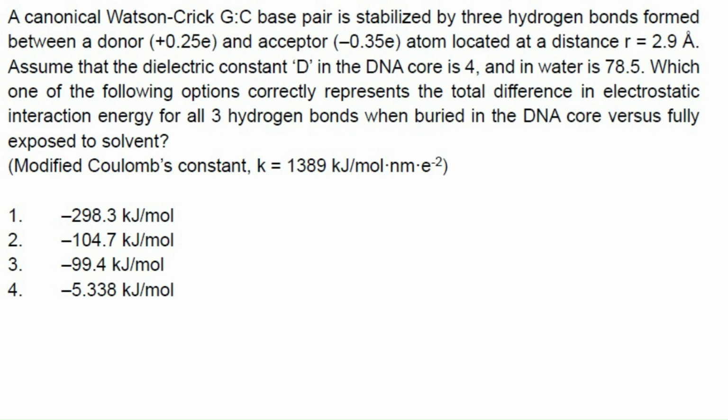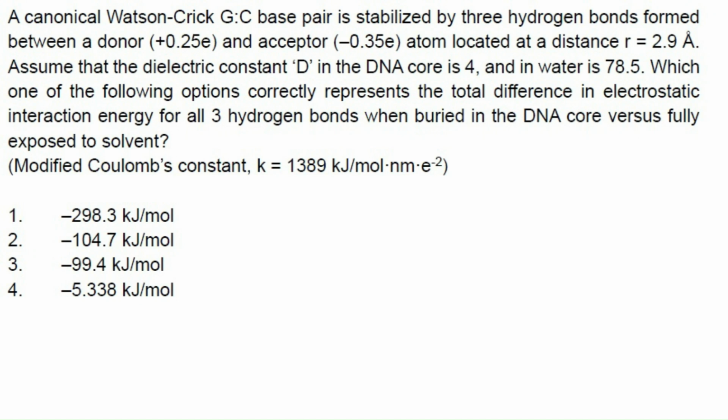A canonical Watson-Crick GC base pair is stabilized by three hydrogen bonds formed between a donor carrying a charge of 0.25 electrons and an acceptor carrying a charge of negative 0.35 electrons, located at a distance of 2.9 angstroms. Assume that the dielectric constant in the DNA core is 4 and in water is 78.5. Which one of the following options correctly represents the total difference in electrostatic interaction energy for all three hydrogen bonds when buried in the DNA core versus fully exposed to the solvent?